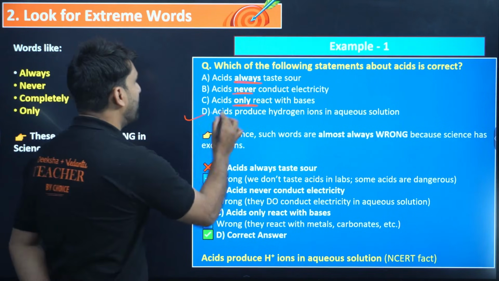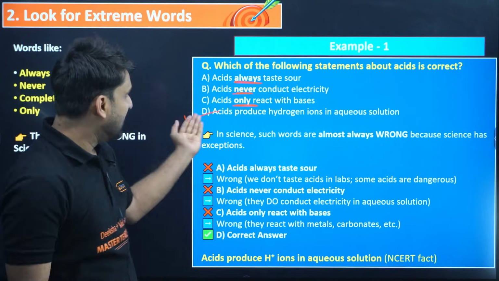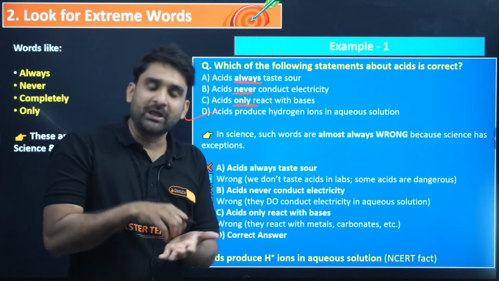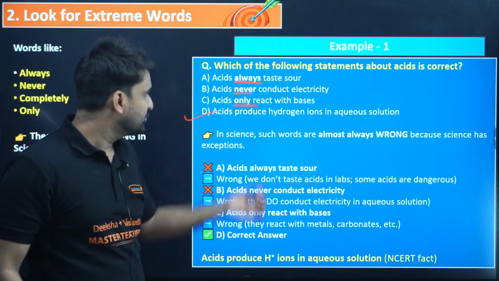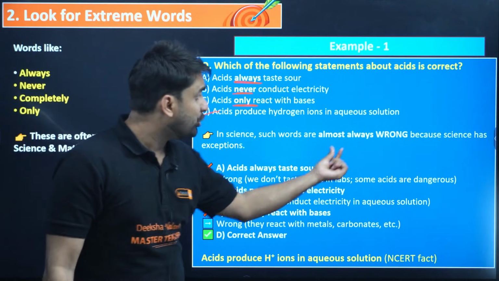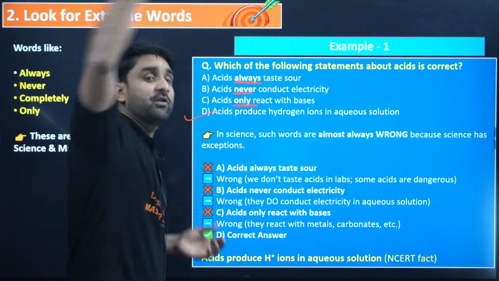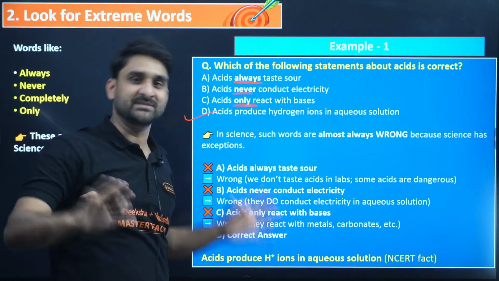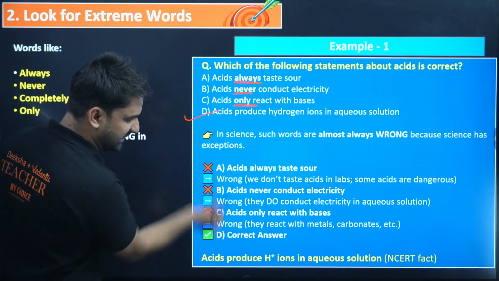So we can go through option D, acids produce hydrogen ion. We all know that whenever we put any acid in aqueous solution, in any aqueous solution, hydrogen ion releases. In science, such words are almost always wrong because science has exceptions. So we cannot say always, never. Science has exceptions. Okay, I have just mentioned the reason here also.